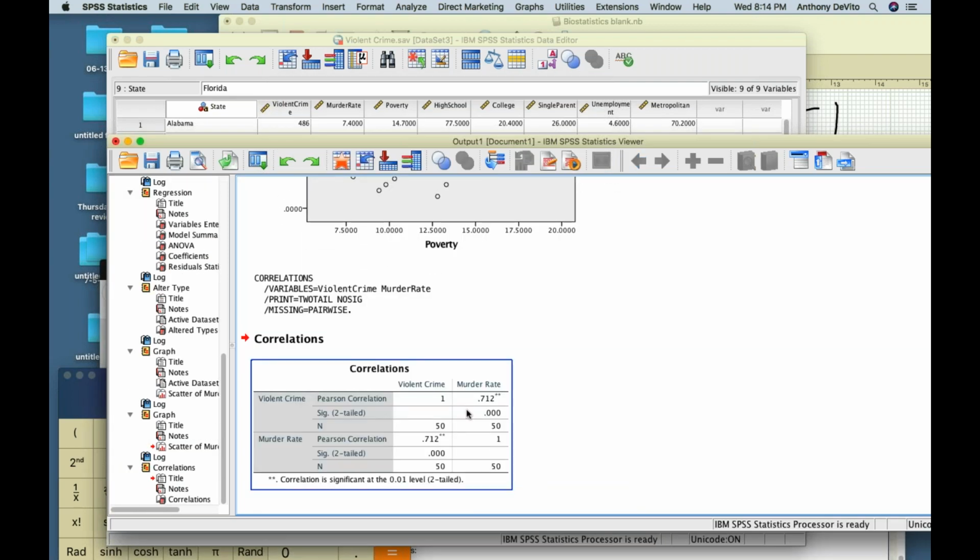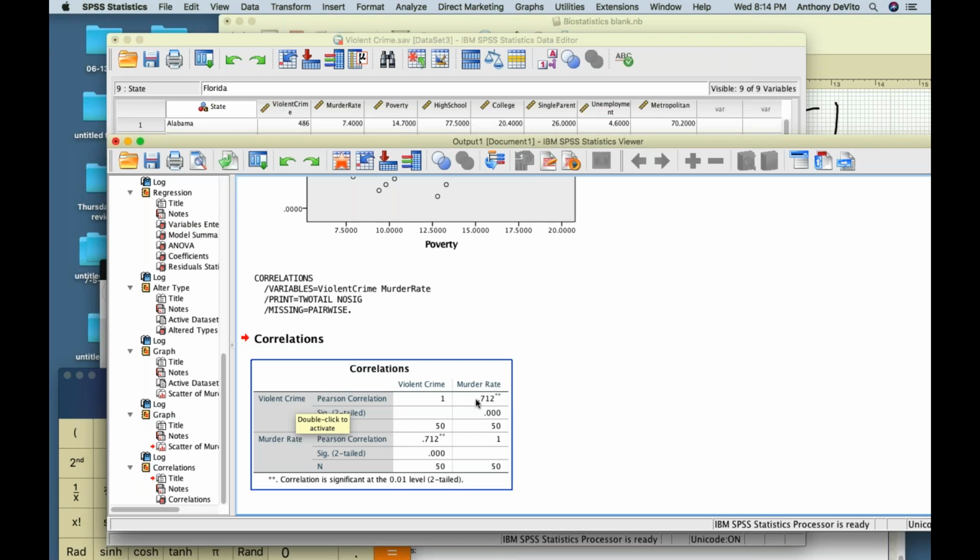If I calculate it, the association between violent crime and the murder rate gives us a positive R value. There's a positive association, 0.71. This is a very strong association. Once we got rid of that outlier, we found this strong association. And is this association statistically significant?